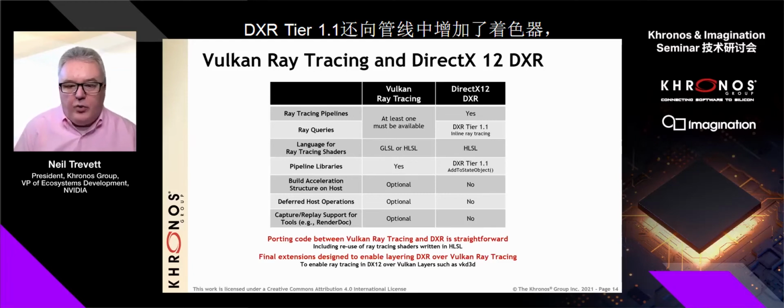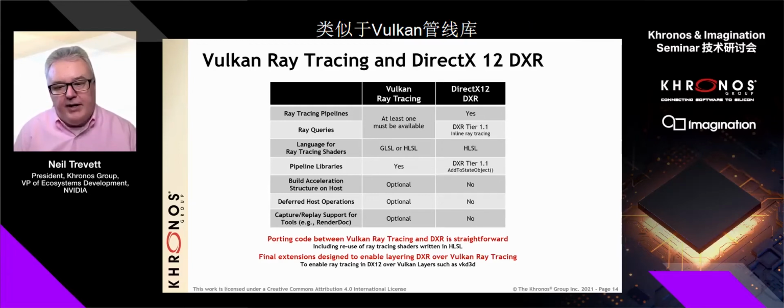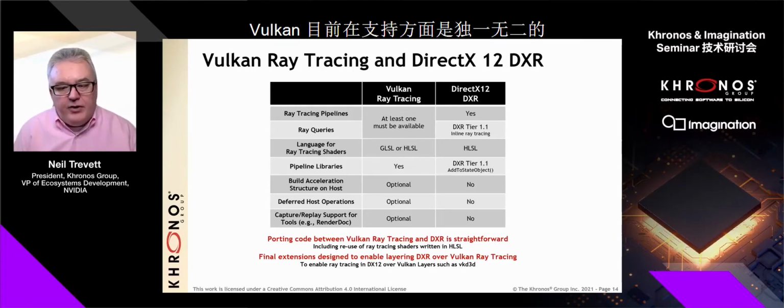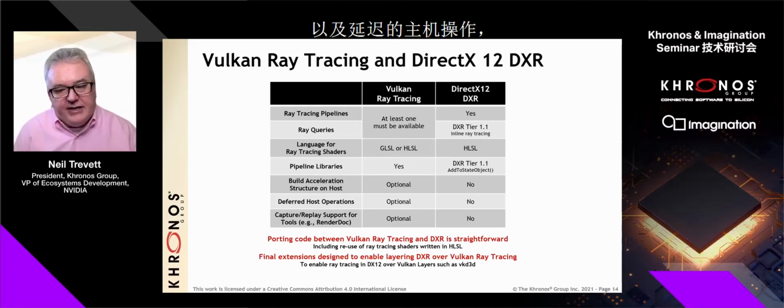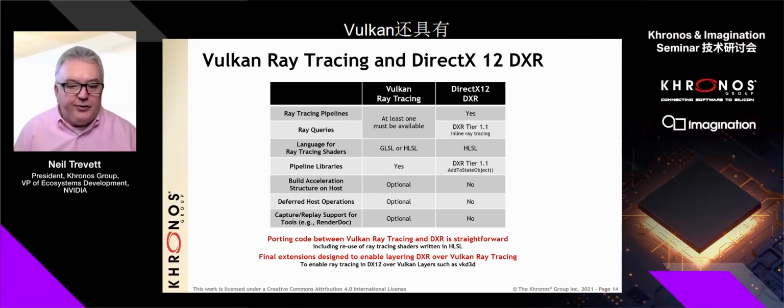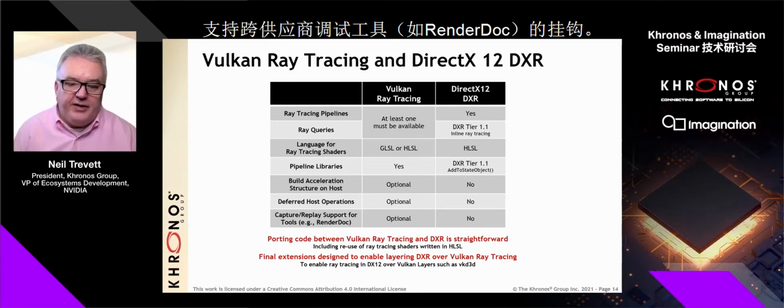DXR Tier 1.1 also introduced the incremental addition of shaders to a pipeline, similar to Vulkan pipeline libraries. Vulkan is currently unique, though, in supporting host building of acceleration structures, together with deferred host operations. And Vulkan also has hooks for supporting cross-vendor debug tools, such as RenderDoc.